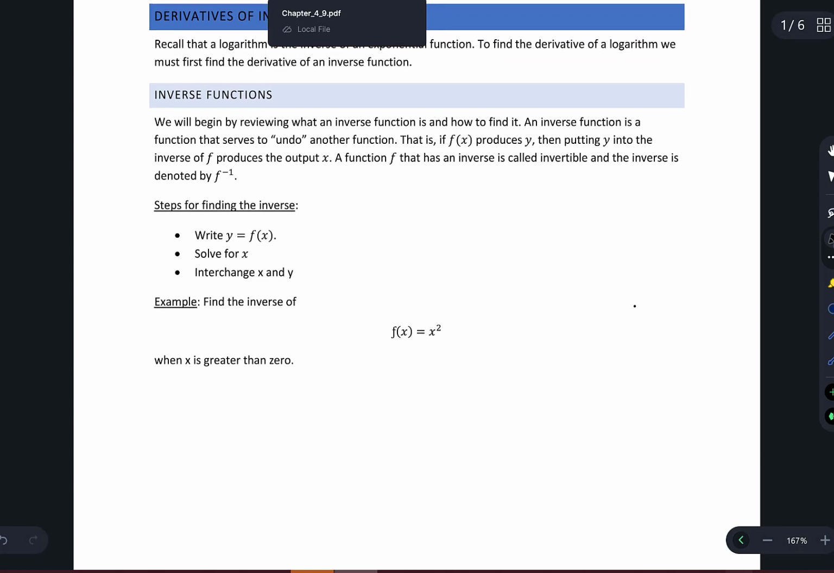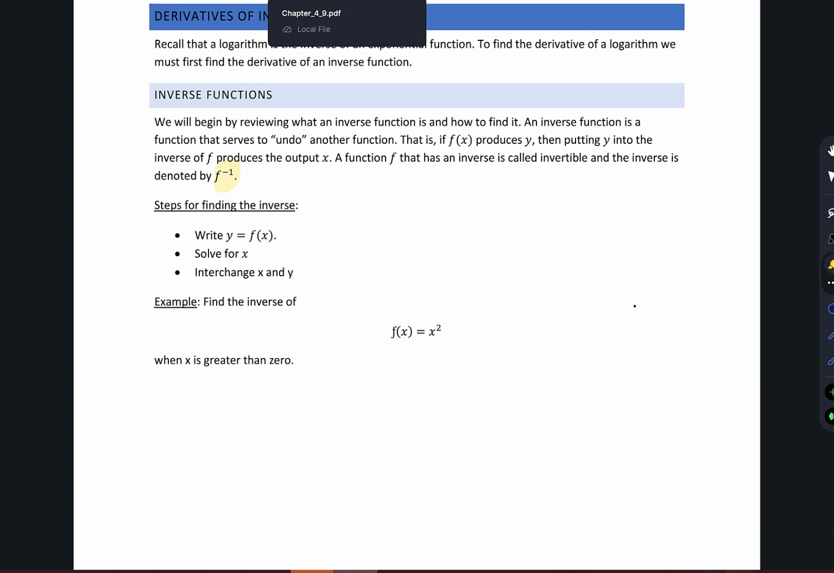An inverse function is a function that serves to undo another function. That is, if f of x produces y, then putting y into the inverse of f produces the output x. A function f that has an inverse is called invertible, and the inverse is denoted by this notation right here.